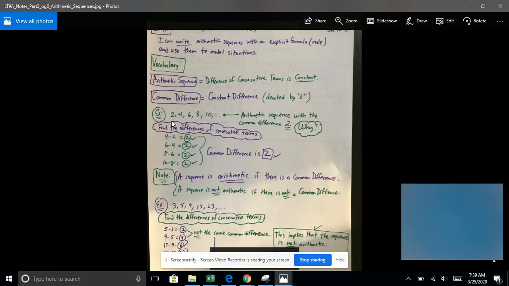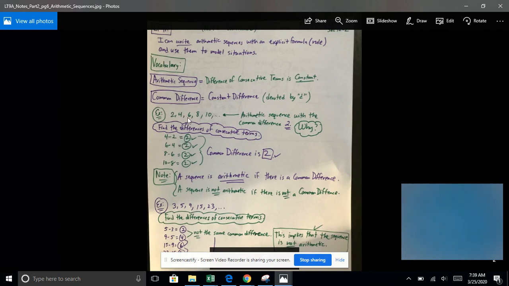Here's an example of an arithmetic sequence. We have 2, 4, 6, 8, and 10, right? So I already told you that it's an arithmetic sequence, but we're going to prove it. So an arithmetic sequence with the common difference of 2. Why is it a 2? Well, in order for you to prove it's an arithmetic sequence, you have to find the differences of the consecutive terms. So what am I talking about? Here's your first one, A1, A2. So basically you're subtracting, that means the difference, these two, so it's 4 minus 2, which will give us 2.